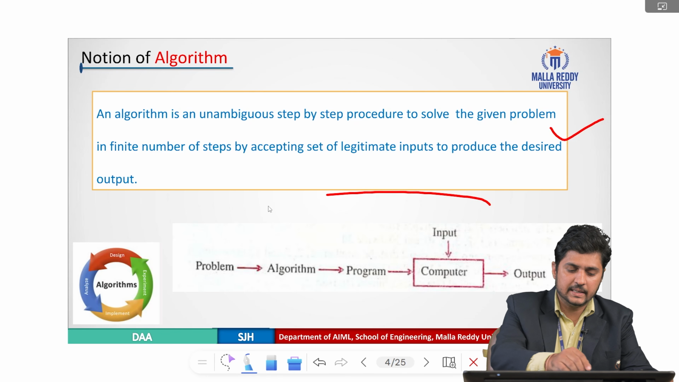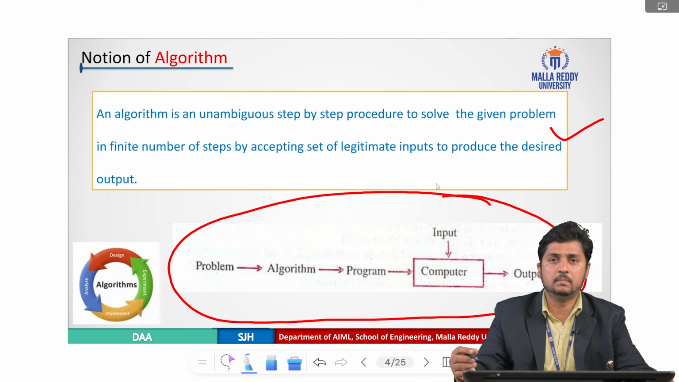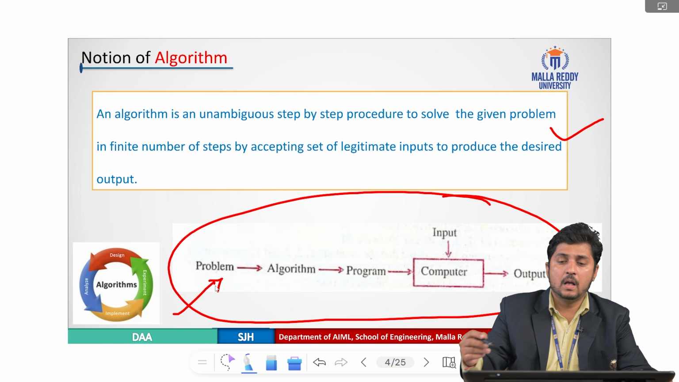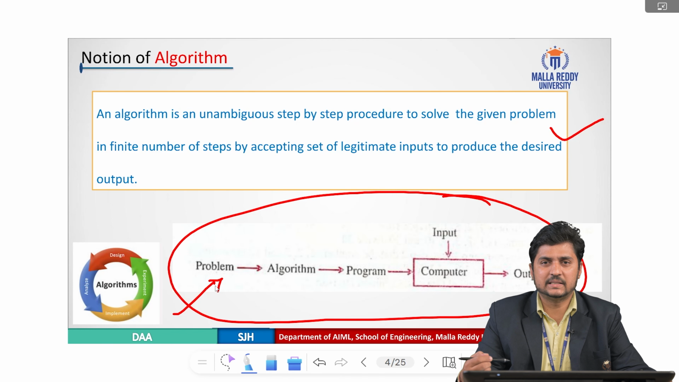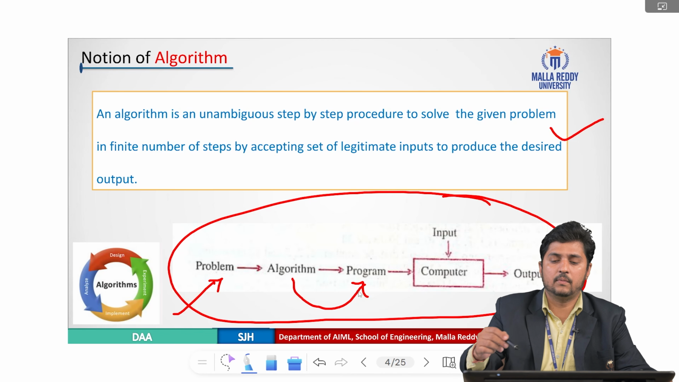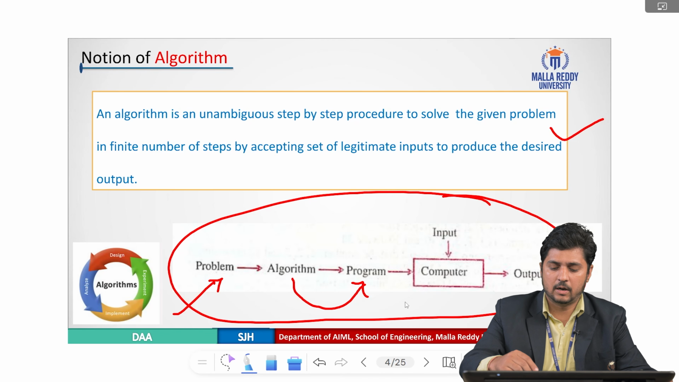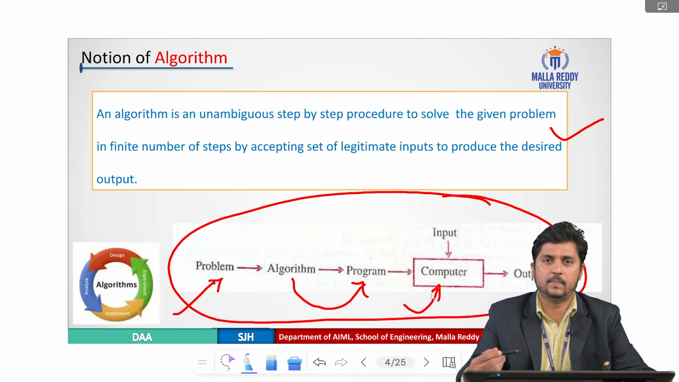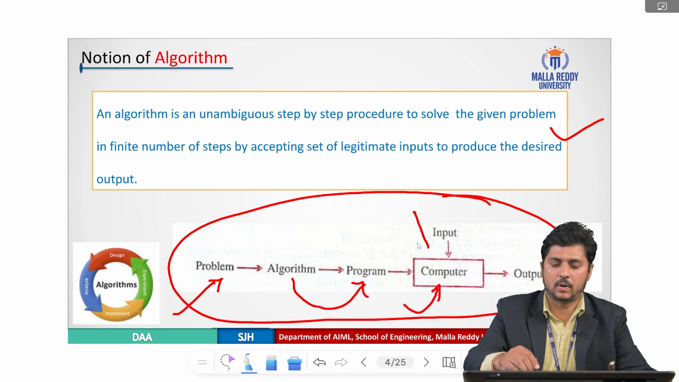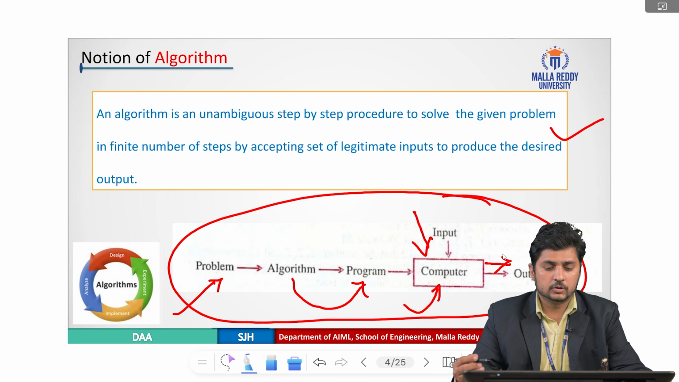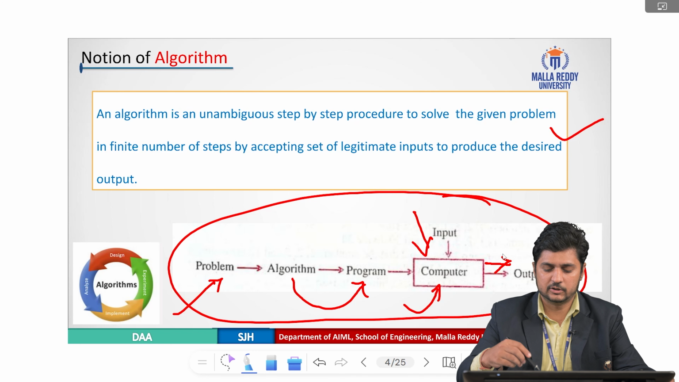And as we can see in this particular notion of algorithm, we'll be able to observe, for a given problem, how an algorithm is going to accept the input, and based on that input how it is going to be converted to a program, and later on it is going to be provided to a computer with respect to a particular language, and there we are going to provide input in order to produce the desired output. So this is the exact notion or concept of an algorithm.